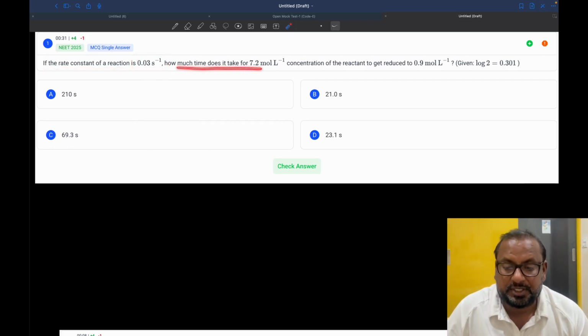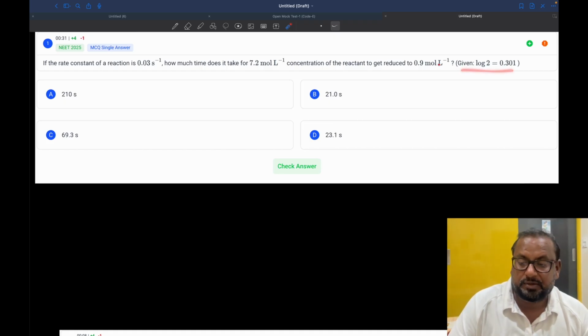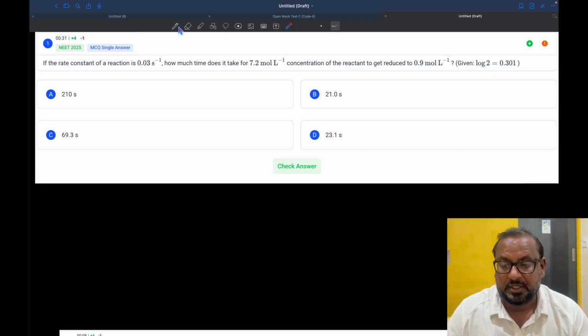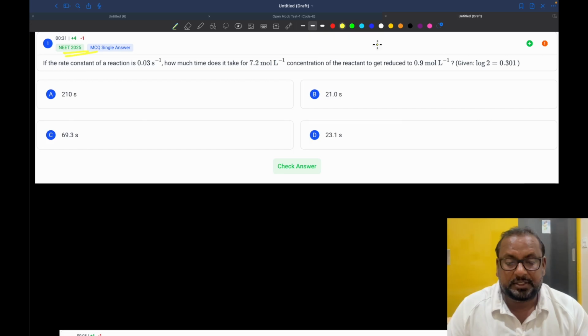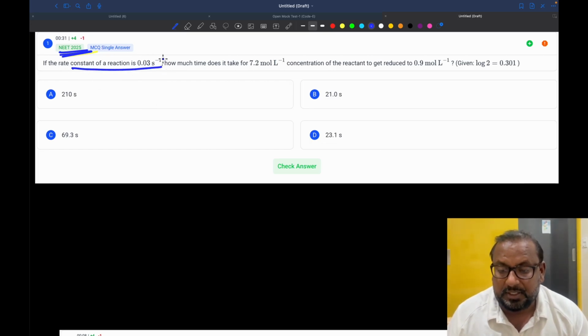How much time does it take for a 7.2 moles per liter concentration of the reactants to reduce to 0.9 moles per liter, given that log 2 is provided? This is the latest question asked in NEET 2025. What we have to do is figure out the order of the reaction. From the units of the rate constant, we can see that this is a first order reaction.